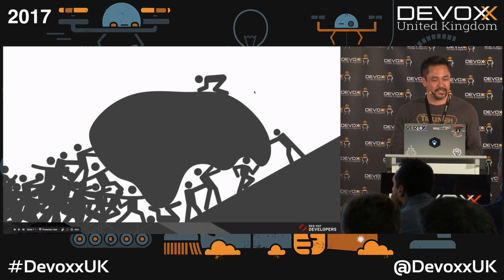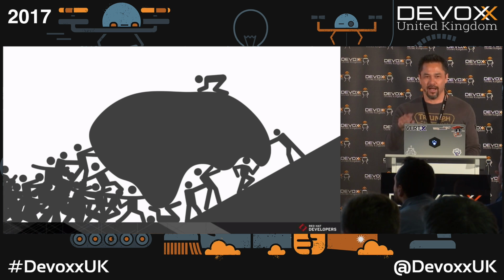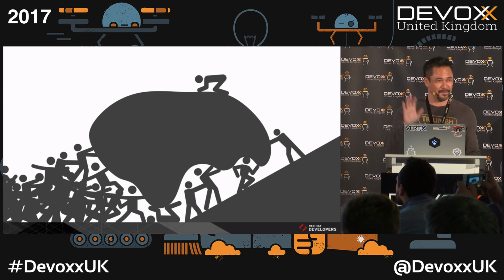Now, this is an image that I had my designer build because this is how I perceive typical software development today. You have this big amorphous blob and a large team of people trying to push it up a hill, right? Push it up the hill and get it over the hump. And you also have people pushing back and people dragging it down.